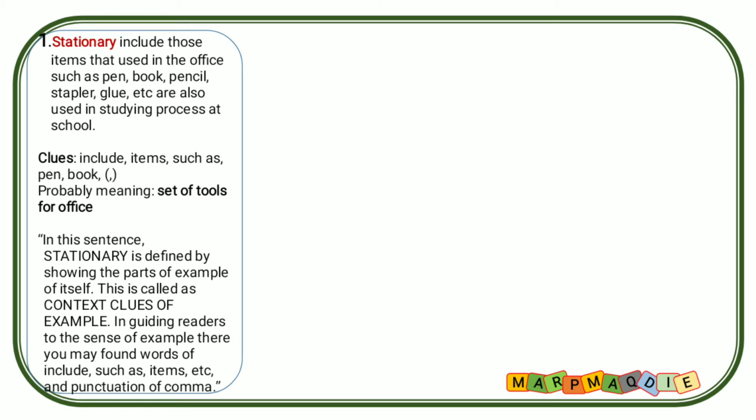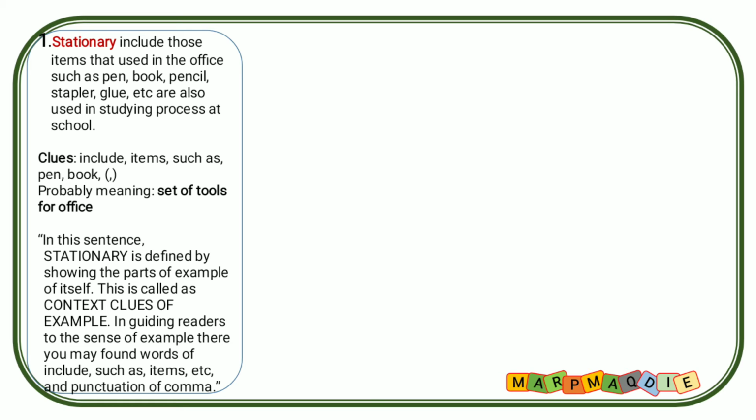In the sentence, stationery includes those items that are used in the office such as pen, book, pencil, stapler, glue, etc., which are also used in studying processes at school. Okay, my dear students, first you have to be able to find the clues. The clues there are the words include, items such as pen, book, and also the punctuation of commas. So the probable meaning of stationery there is a set of tools for office.